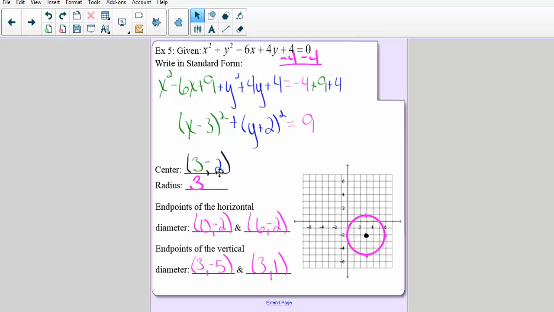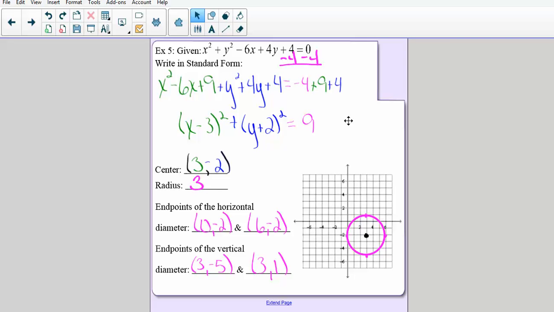If I were to translate 3, -2 up 3, that would be the same as adding 3 to my y-coordinate. -2 plus 3 is 1. And then if I go down 3 from that center, -2 minus 3 puts me at -5 with the x's not changing. So there you go. That's what you should have gotten.